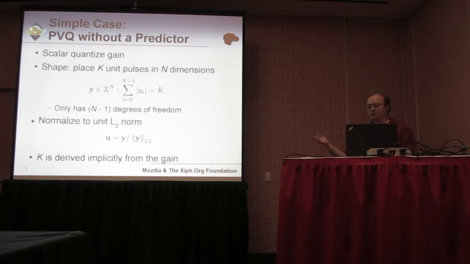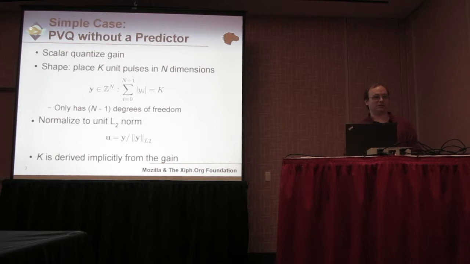The actual size of the codebook is determined by this parameter k, and we can just derive that implicitly from the gain, based on knowing how finely spaced we want the code words to be based on the actual gain, which will tell us the radius of our sphere.